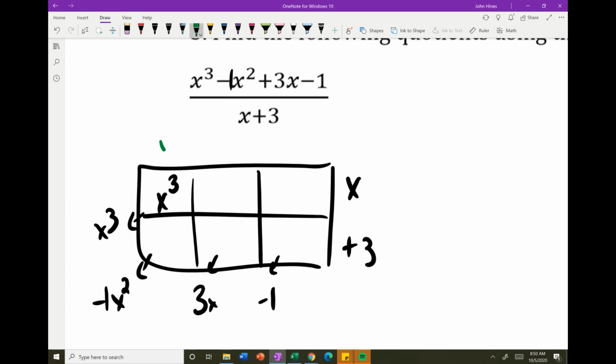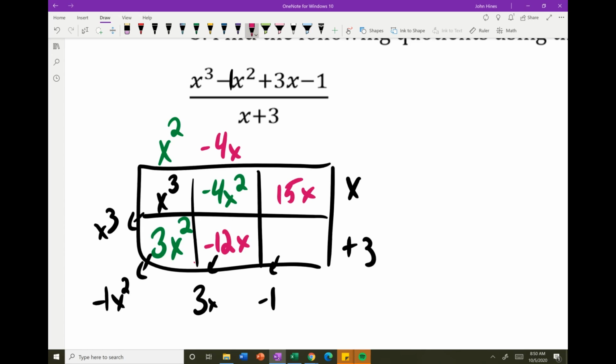So x to the third. Well, what times x is x to the third? x squared. x squared times 3 is 3x squared. What plus 3 makes negative 1? Well, I believe that would be a negative 4. So I'm going to put a negative 4x up there, which gives me negative 12x, but I need 3 of them, so that means I need 15 more of them there. 15 minus 12 is positive 3, good. And then finally, I can put a 15 here. 15 times 3 is 45.